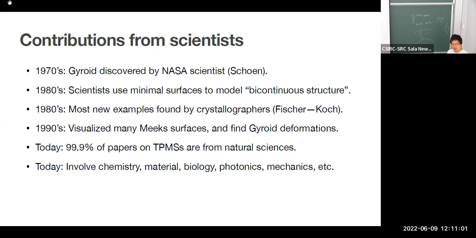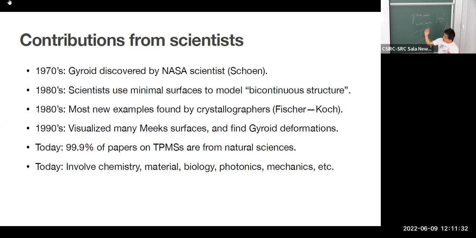And okay, now today, if you Google triply periodic minimal surface, you won't find math papers. 99.9%, most of them are by physicists. And most of them are not very deep in math. Because those who found and visualized mixed surfaces and gyroid deformations actually understood complex analysis. And you don't find a chemist who understands complex analysis today.